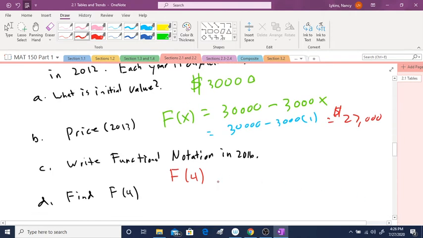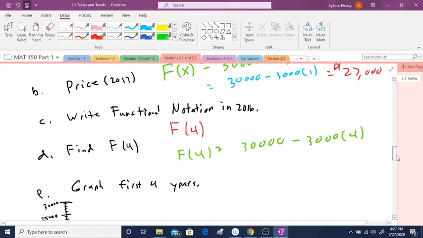Okay. Find or evaluate f of 4. Well, if I use my original equation, f of 4 equals, now this just tells me that I'm putting 4 in for x. So I'm going to say 30,000 minus 3,000 times 4. 3,000 times 4 is 12,000. So 30,000 minus 12,000 gives you $18,000.